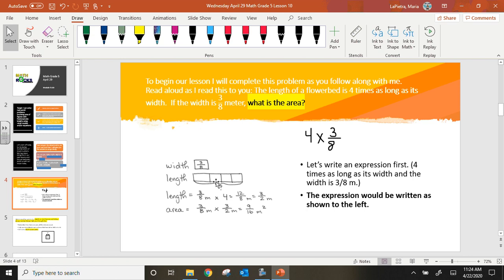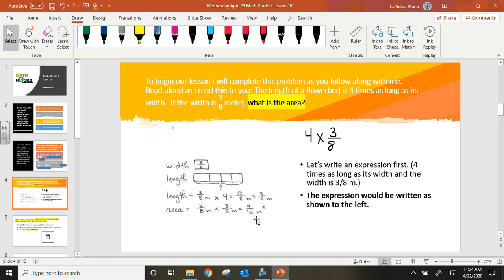So here's my width. Here's a little picture here. And if you notice, I'm using a tape diagram. No crisscrosses, just like a little piece of tape that we're breaking up into parts. Your width is 3/8. Here's your length. 4 pieces. 1, 2, 3, 4. It said 4 times as long. Each one is worth how much? 3/8. Okay? And they did say meters.